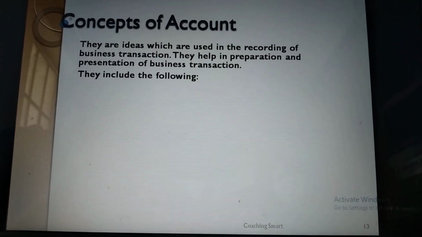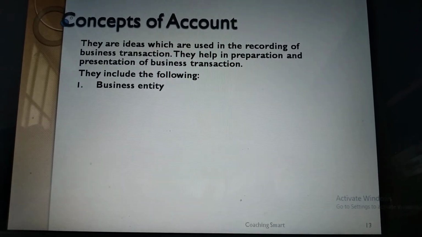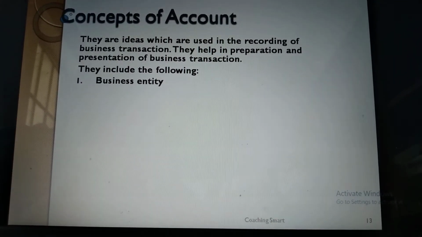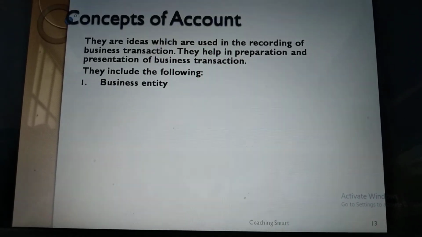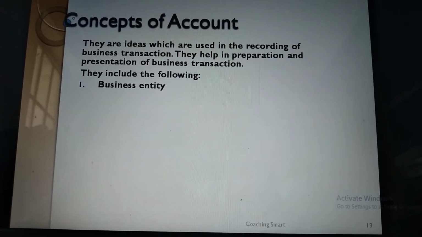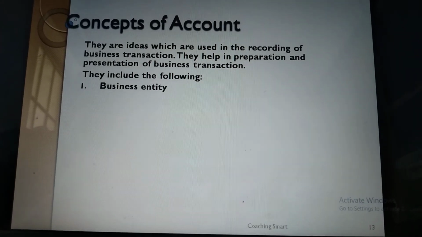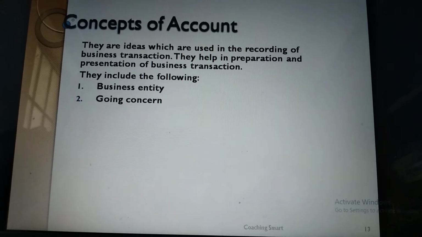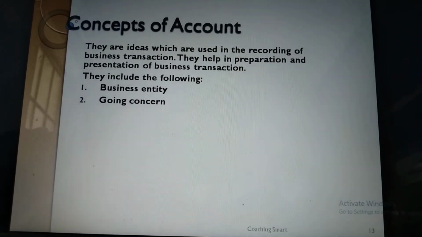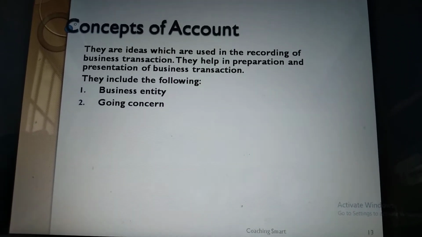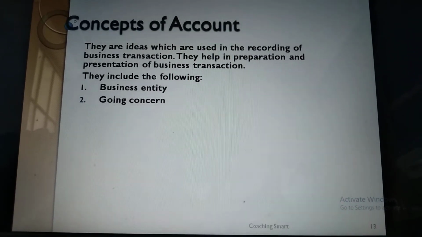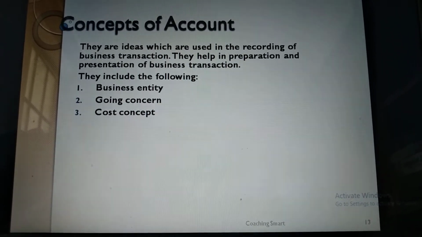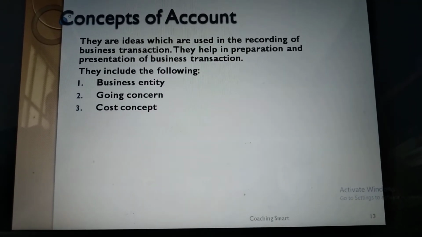They include the following. 1. Business entity. In business entity, business is a separate entity from ownership. There is a divorce between business and ownership. 2. Going concern. Business must be continuous. It must operate into the foreseeable future. 3. Cost concept. All business transactions must be recorded at their historical cost.